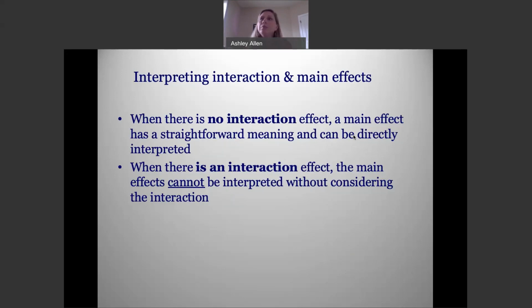I remember, I was reviewing a paper and people were talking all about the main effects, and then talking about the interactions. And I'm like, yeah, the main effects just aren't really important if you have an interaction going on because the interaction tells you so much more than the main effects do. So just something to think about as you're reading through papers in your future.